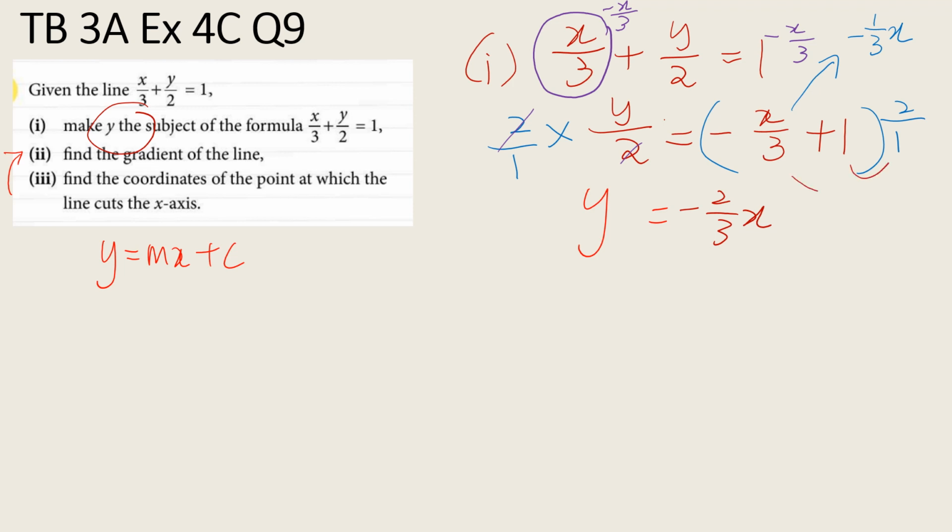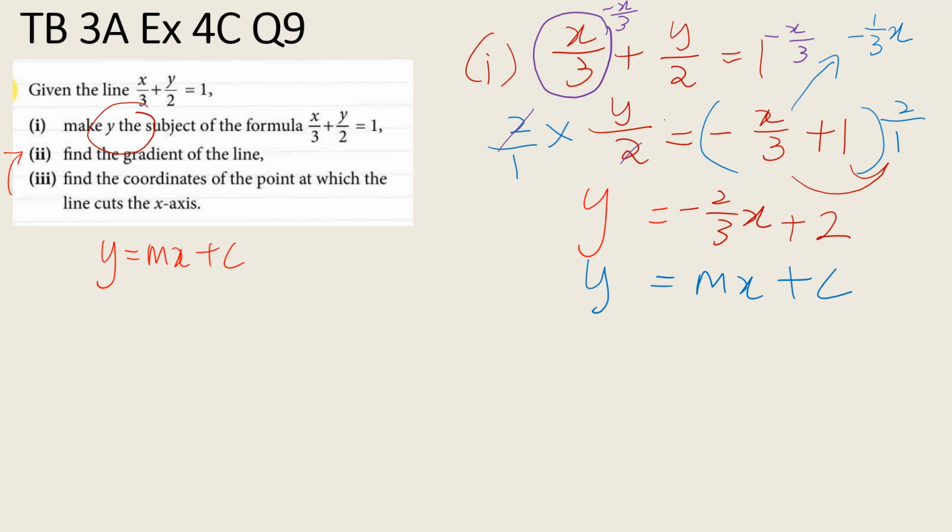Okay, and then 1 times 2. You must remember to multiply with both terms. So negative x over 3 times 2 will give you negative 2/3 x, and then 1 times 2 will give you 2. Right, so this is how you do part 1, and we have successfully arranged it in the form y equals mx plus c.